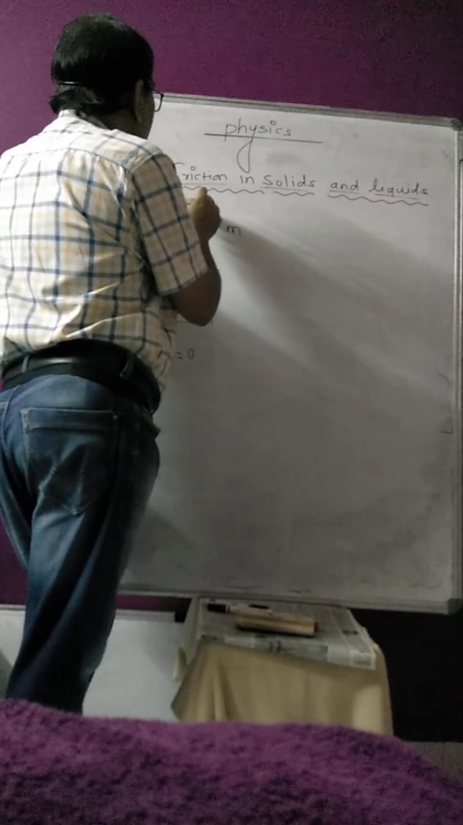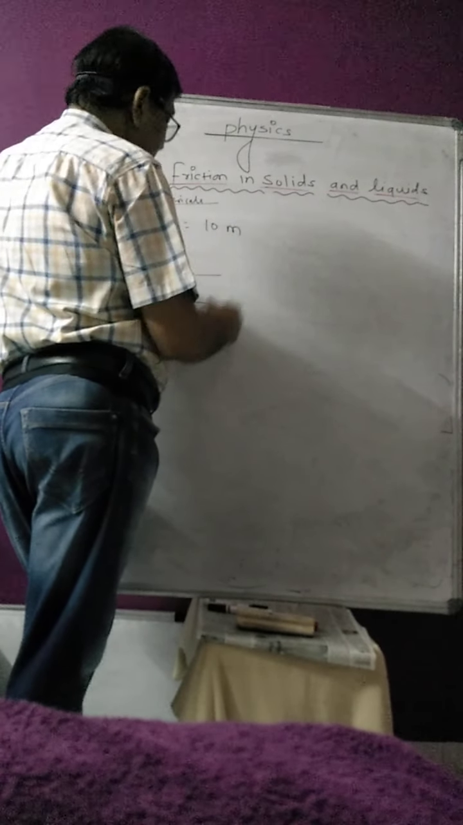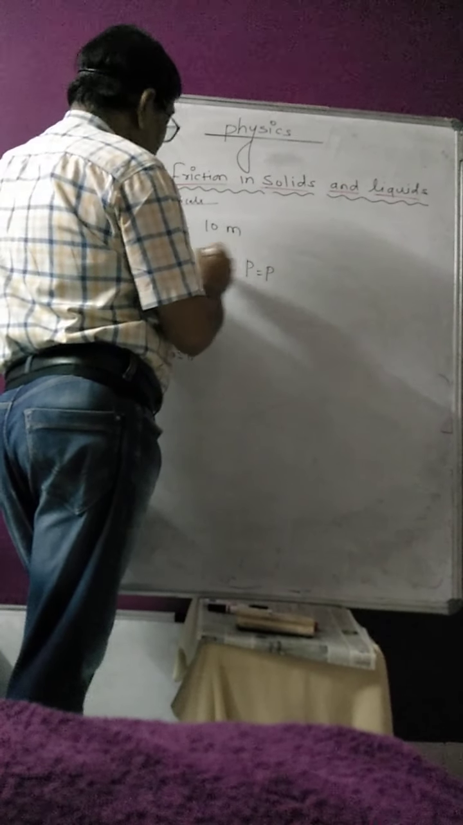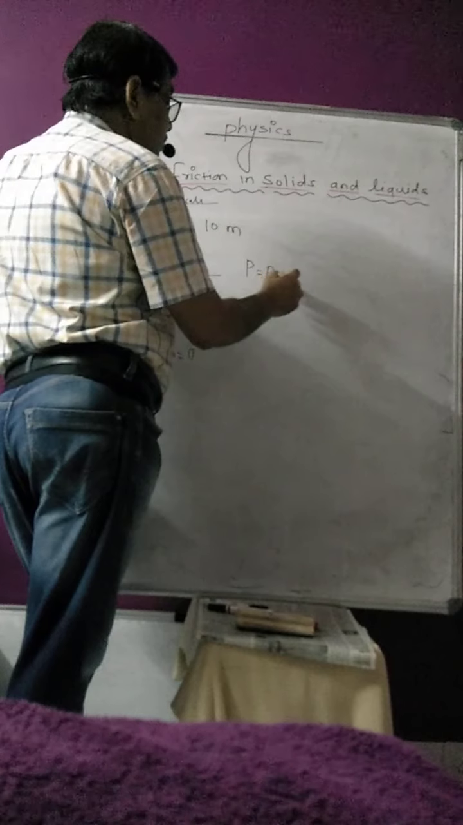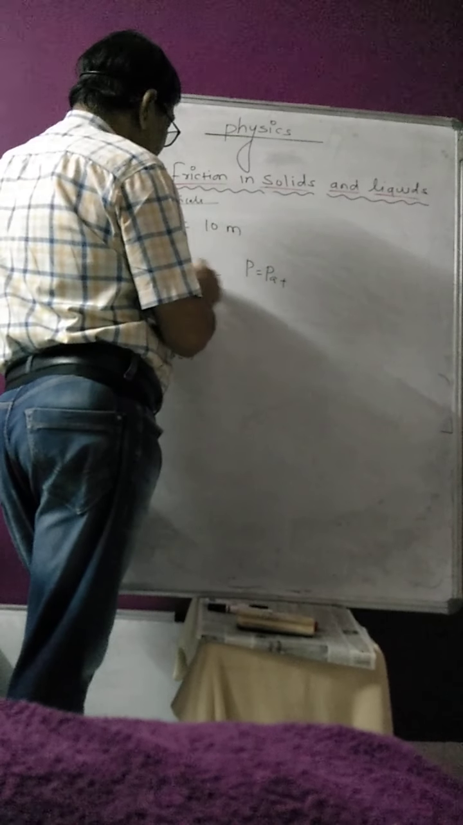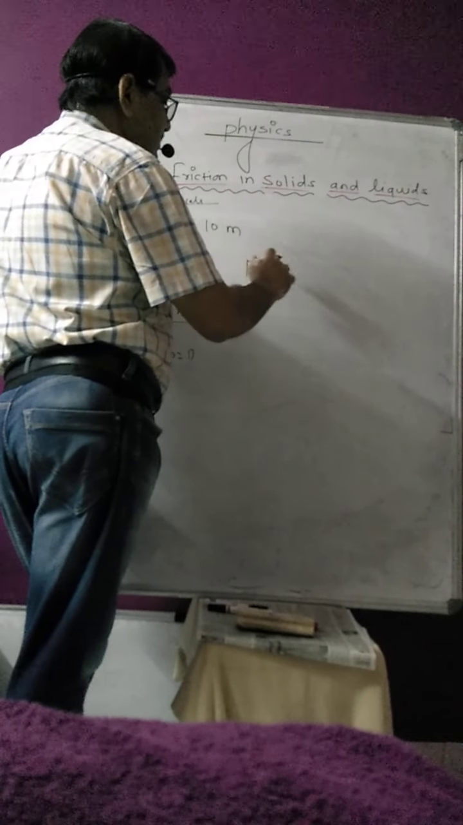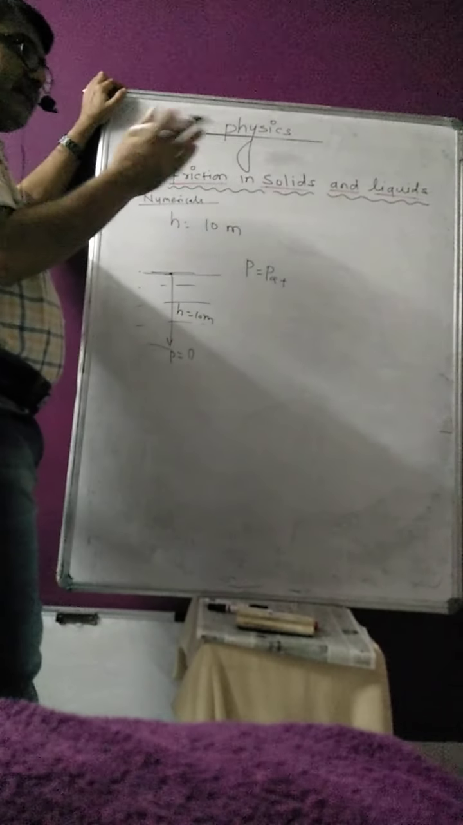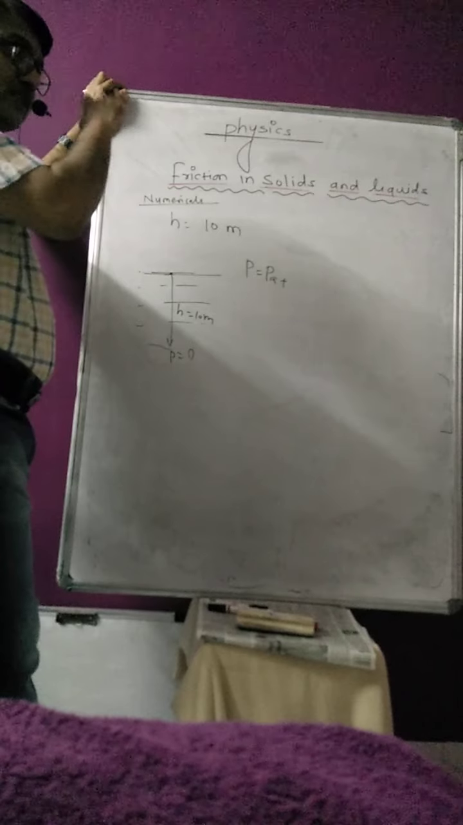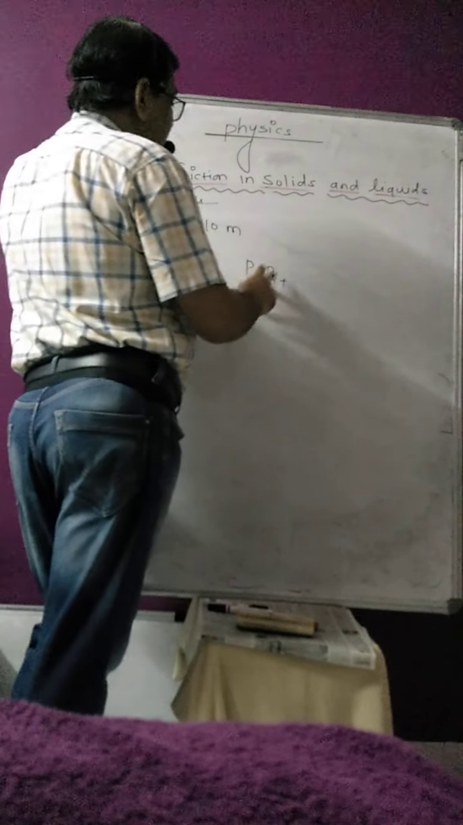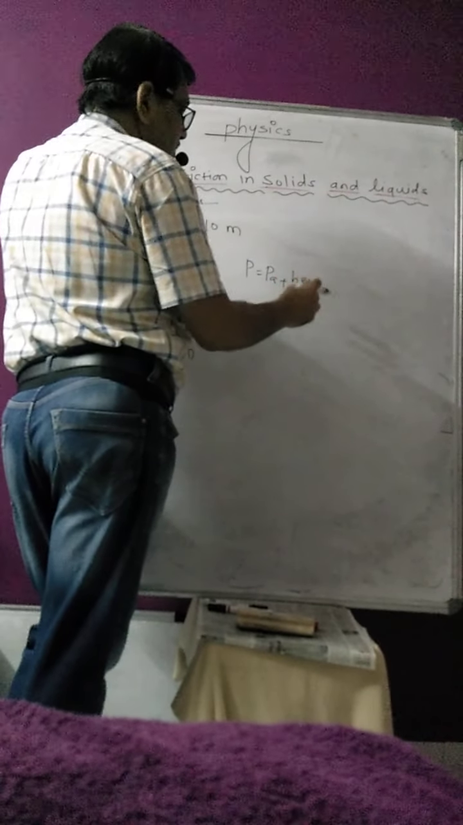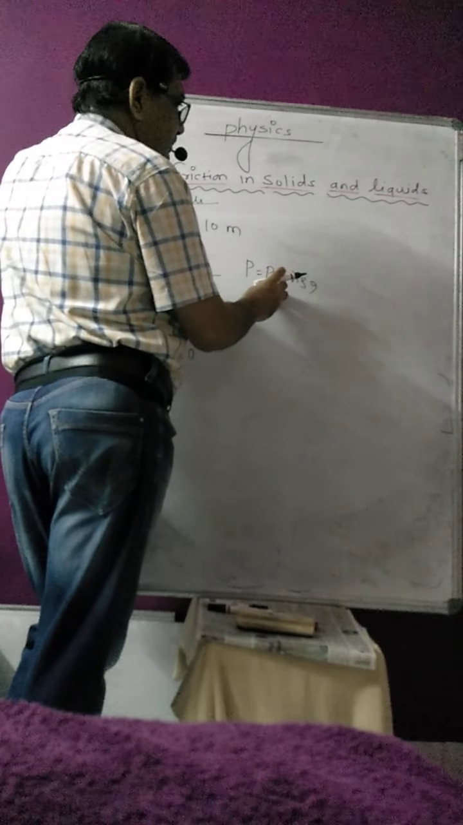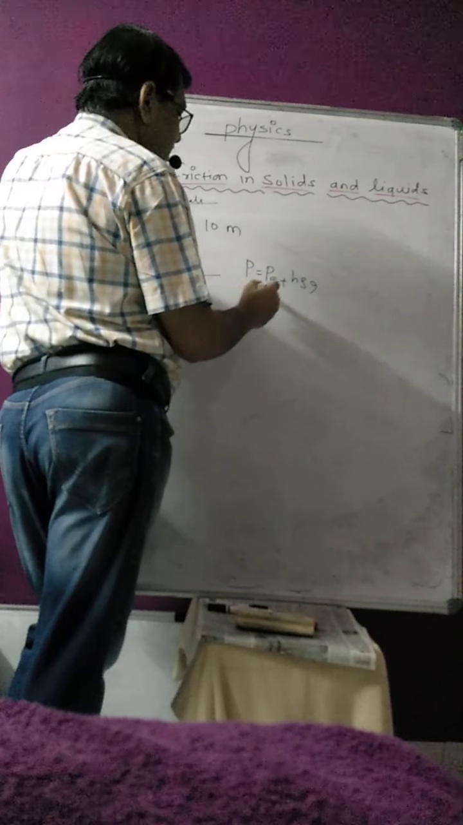So how can we find the pressure at that certain height? P is equal to the pressure on the surface of the lake, which is facing the atmosphere, that will be atmospheric pressure, plus H rho g. That will be the gauge pressure inside. So gauge pressure plus atmospheric pressure is equal to absolute pressure.